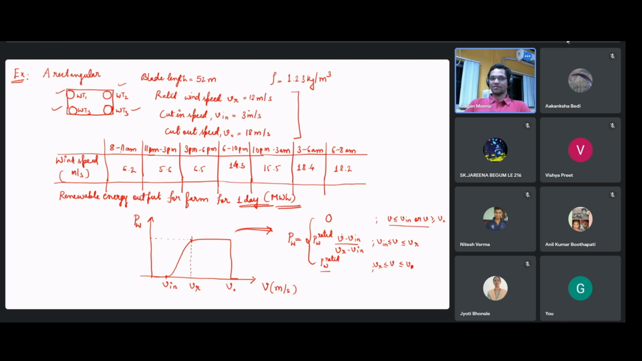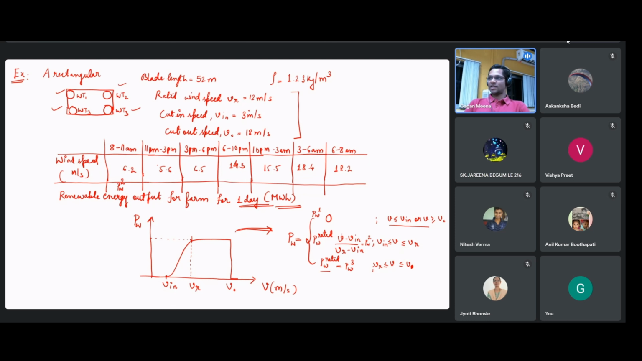So let us start with 8 to 11 a.m. Here the wind speed is 6.2 and the cut-in speed is 3. The wind speed is more than the cut-in speed, but it is less than the rated speed. So power output will be as per this. I'm writing this as PW2. So we will say this is PW1. This we will call PW3, and this second expression we will call PW2. Let us write this as PW2.